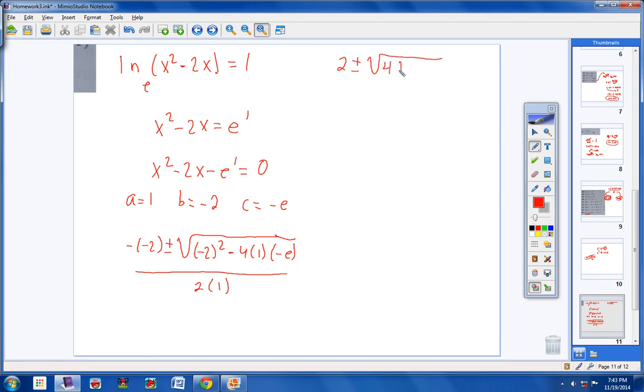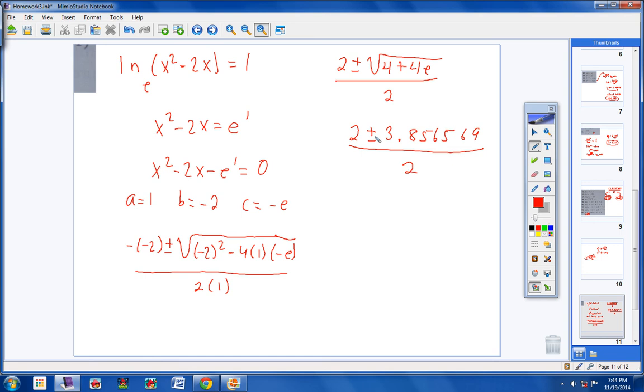the square root of 4 plus 4e, all over 2. Okay? Now, let's see. 2 plus or minus the square root of 4 plus 4e. We have 2 plus or minus 3.856569, all over 2.